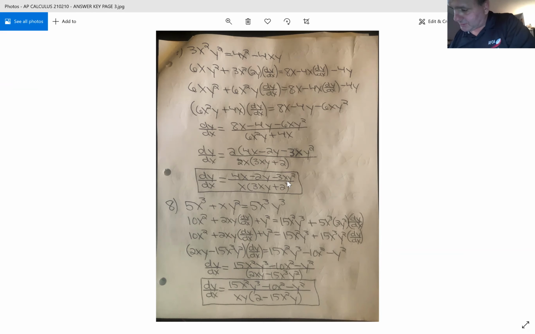Just double checking these. Okay, so in 8, 10x squared. I did 2xy here with the dy/dx and just plus y squared because the derivative of x is 1. And now you have to do product rule here, 15x squared y cubed. No dy/dx required. Plus 5x cubed, 3y squared, dy/dx.